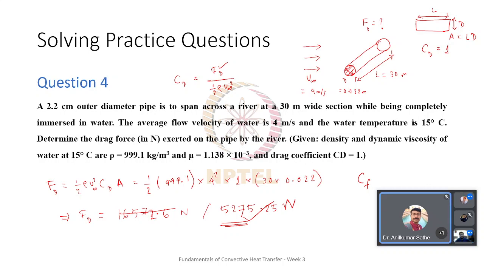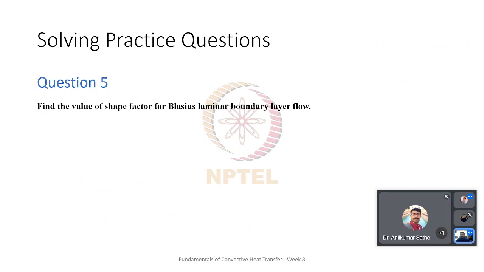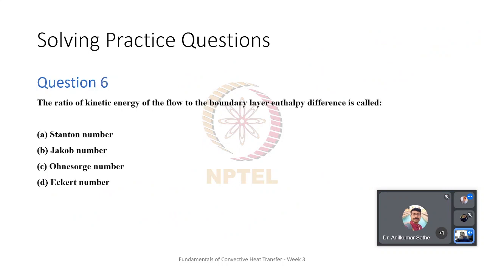Okay. So moving on, we will move to question number 6. Question number 6 says the ratio of kinetic energy of flow to the boundary layer enthalpy difference is called what? Is it option A Stanton number? Is it B Jacob number? Is it C Ohnesorge number? Or is it D Eckert number? We already have a quick response in the chat. It says option D. Let's see what others have to say. Eckert number. Okay, anyone else?